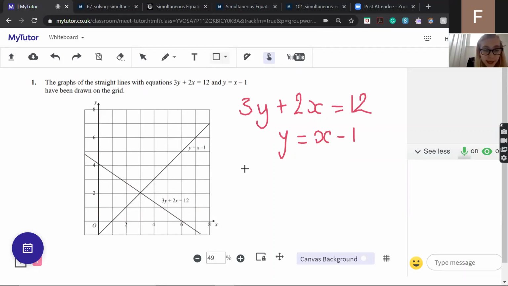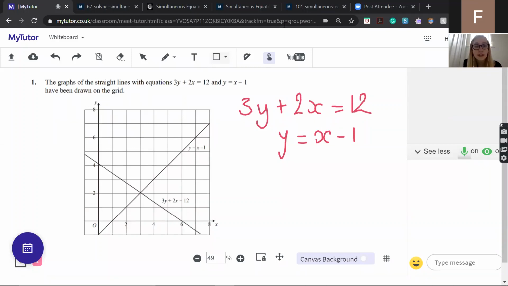For example, let's pick this point here. 3 lots of y is 3 lots of 0, plus 2 lots of x, so 2 lots of 6. Yes, that is equal to 12. And we can pick lots of different points on here. And similarly, along this line, at every single point, y is equal to x minus 1. So at this point, y is 4, which is equal to the x value 5 minus 1, and so on. So where do you think these two are equal?